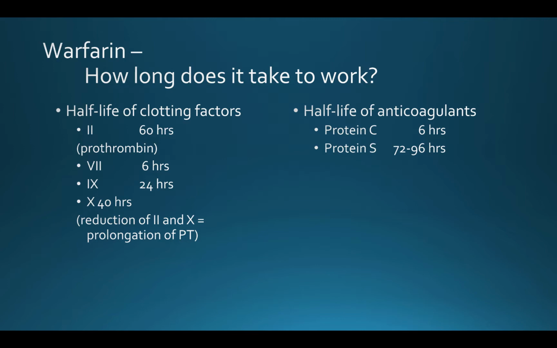But as far as mechanism of action, remember inhibition of 2, 7, 9, and 10. Those are the clotting factors, versus some of the newer agents that just specifically target 10 or specifically target thrombin, a direct thrombin inhibitor, for example.